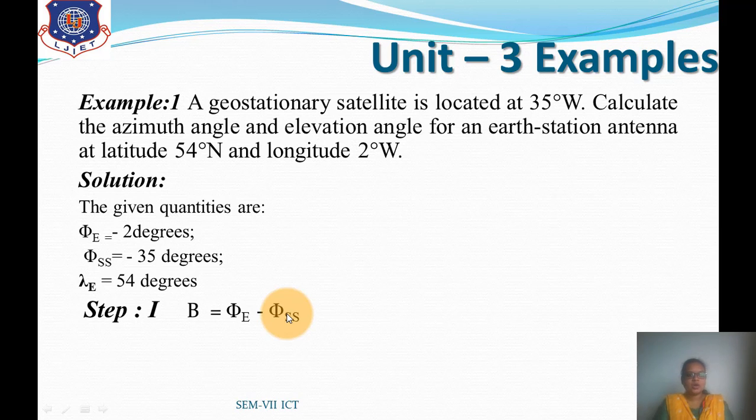Now, B is equal to phi E minus phi SS. So phi E has the value minus 2, minus 35. So B is equal to 33 degrees. This is step 1, which we need to follow in each and every example of antenna look angle.